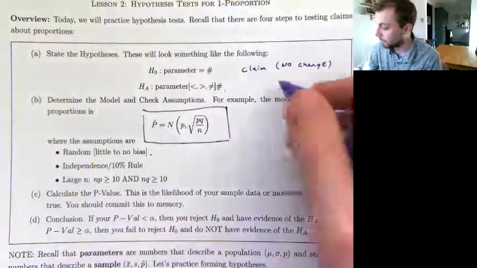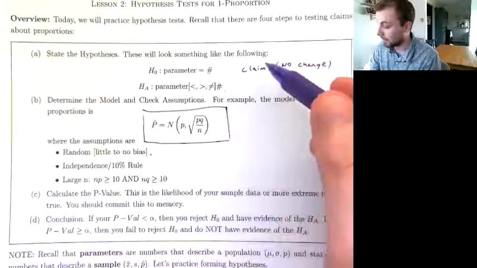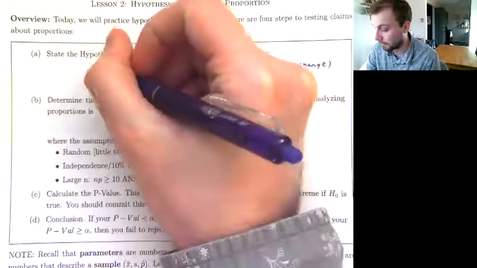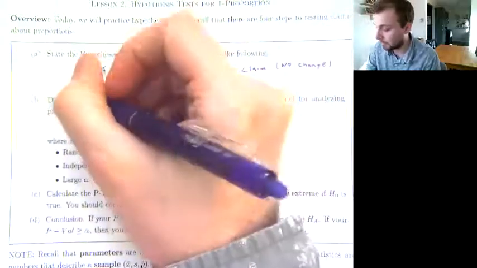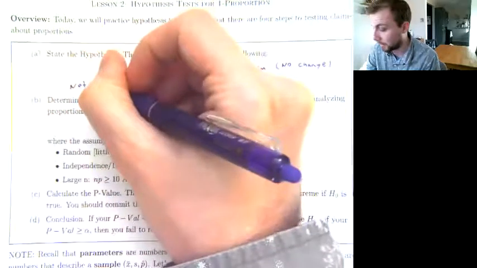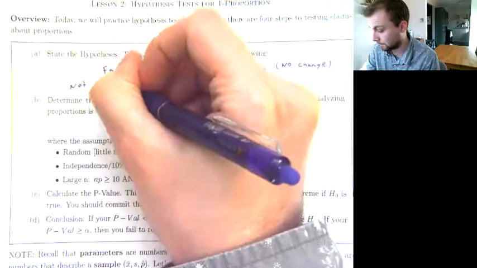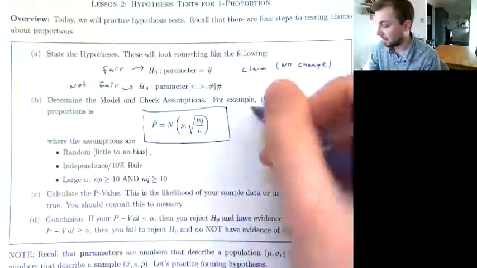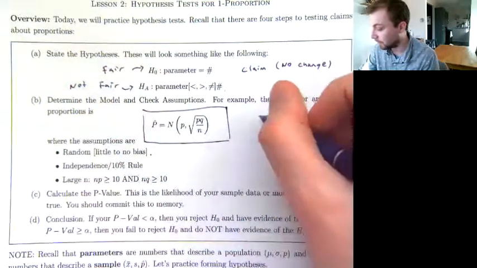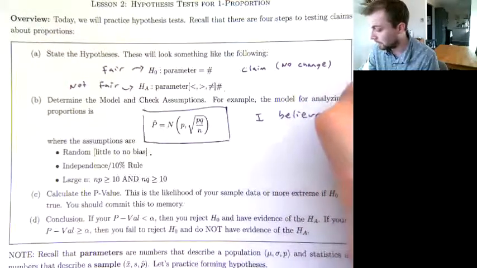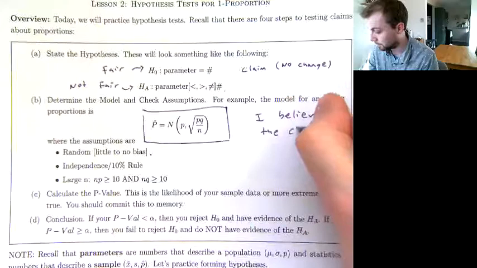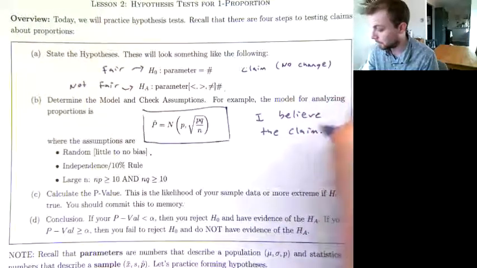So what I'm doing in this first step is I set up what I roughly anticipate something to be, fair and not fair. And in the second step, when I'm setting up this model, I believe the claim for now.